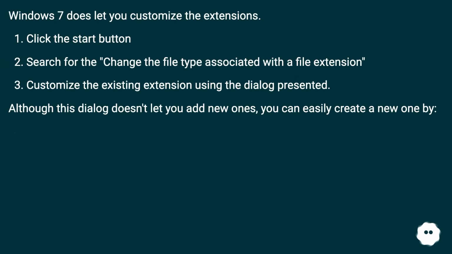Windows 7 does let you customize the extensions. Click the Start button, search for "Change the file type associated with a file extension." Customize the existing extension using the dialog presented.